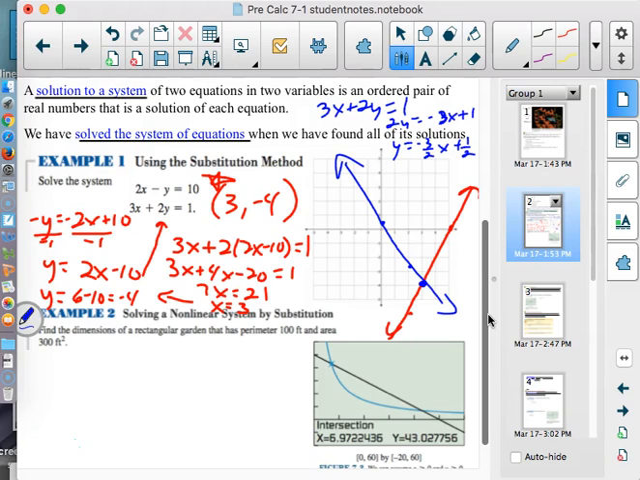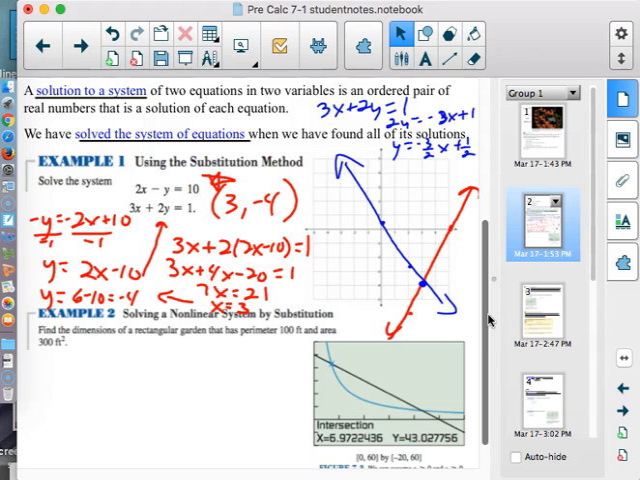What's another way that we could check this? Another way that we could check besides graphing. Plug them in. Gotta work in both. They have to. If they work in both, then they're a solution.